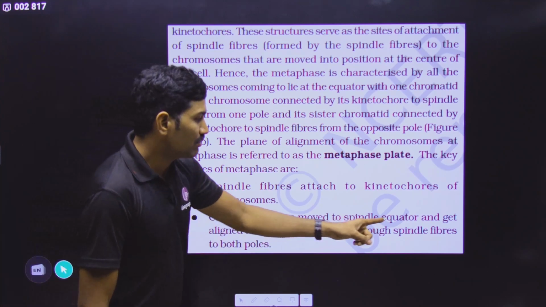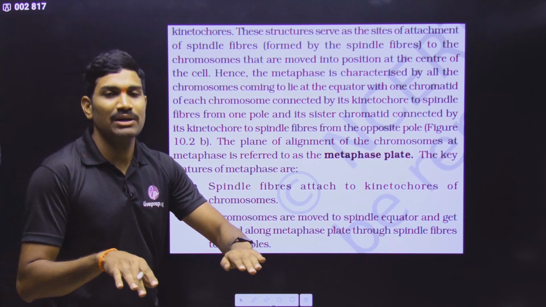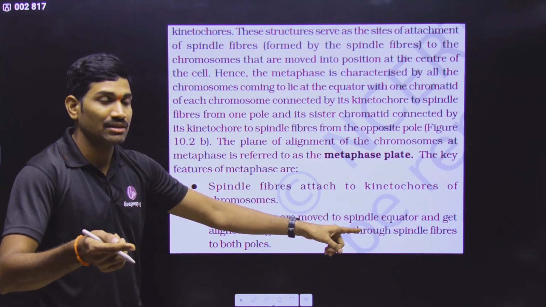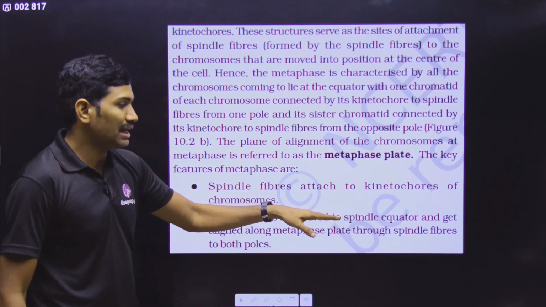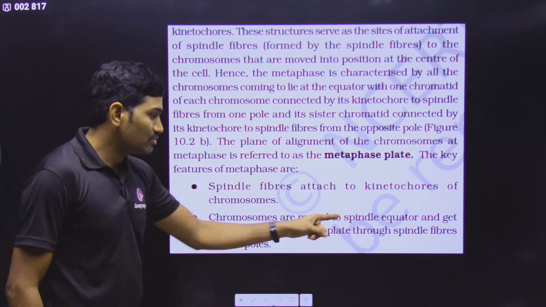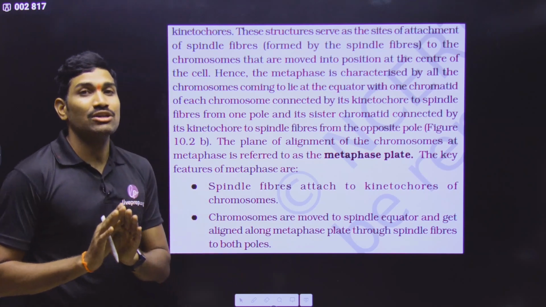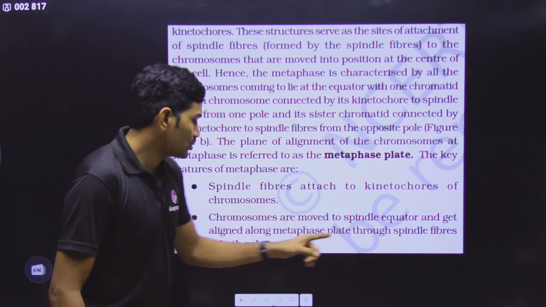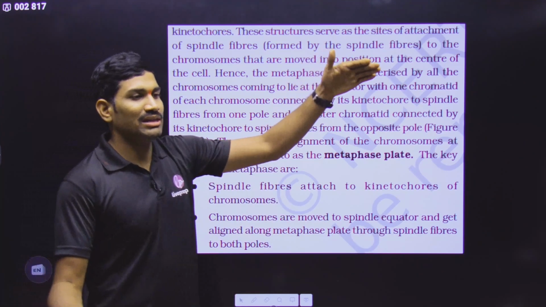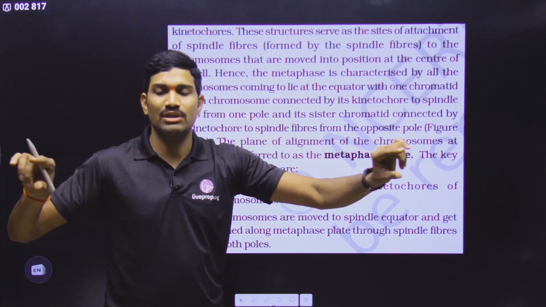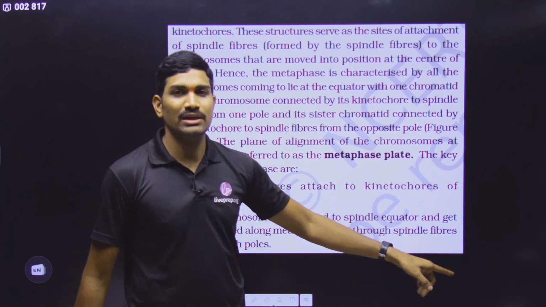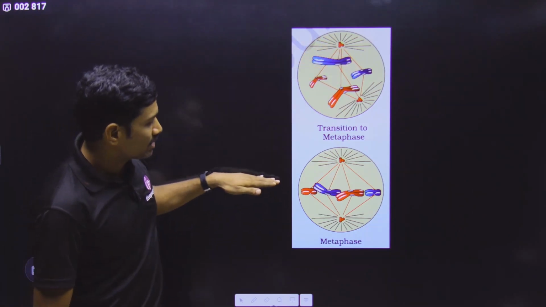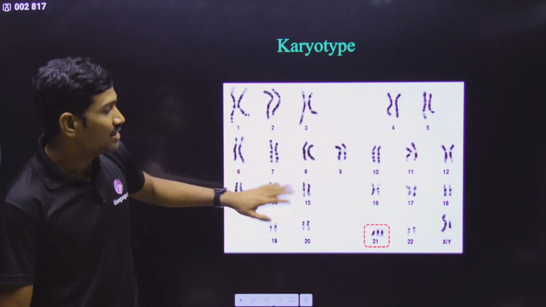Next one, chromosomes are moved to the spindle equator. At the middle of the spindle apparatus they come to the spindle equator. That means they come to the center of the spindle apparatus. Please remember, technically this is more correct. It is not the center of the cell, the center of the spindle apparatus is more correct. And they get aligned along the metaphase plate through spindle fibers to both poles. So spindle fibers from both poles are coming, so that all the chromosomes are present at the center. That center is called the metaphase plate. Initially they are randomly present in the cytoplasm, but now all of them will come to the center of the spindle apparatus. This is what they are saying.